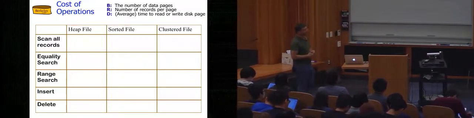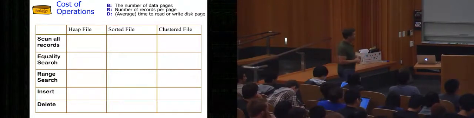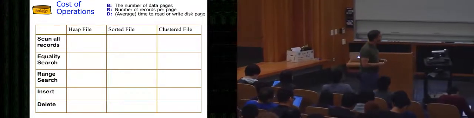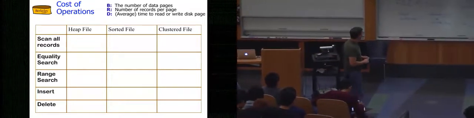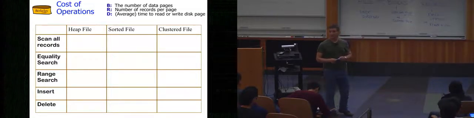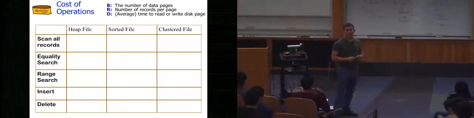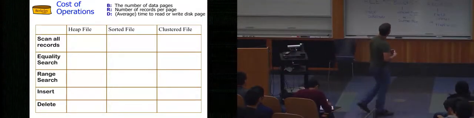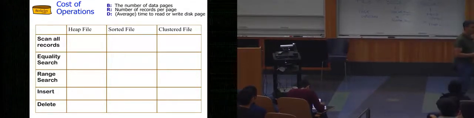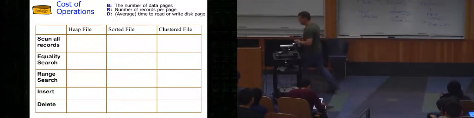We're going to scan all the records in this heap file. The file has B pages. It's got R records per page, and it takes D time to read or write a disk page. What's the equation for how long it takes to scan all records in a heap file? Well, how many pages will we look at if we scan all of the records? We will look at B pages, B as in boy. And how much does each page access cost? D. So the total cost for a heap file of scanning all records is BD, B times D.